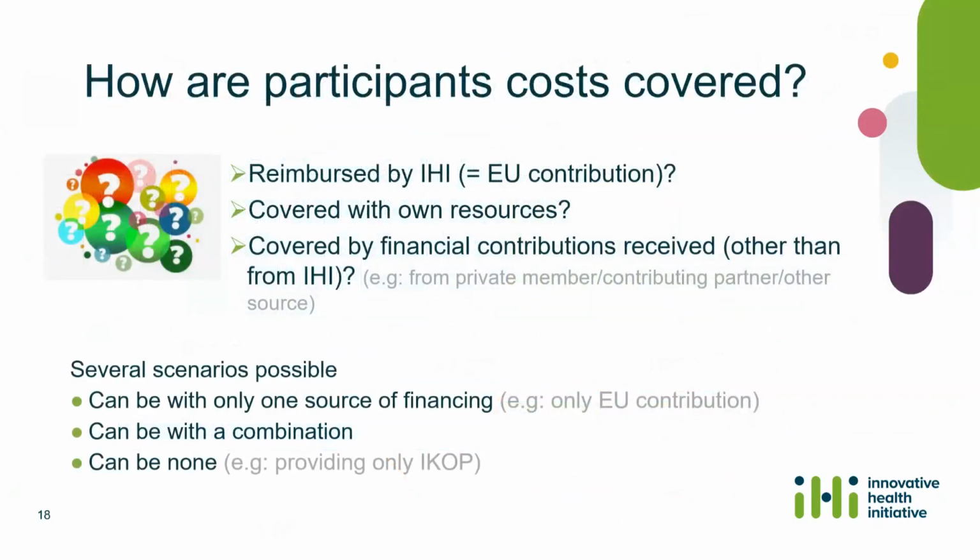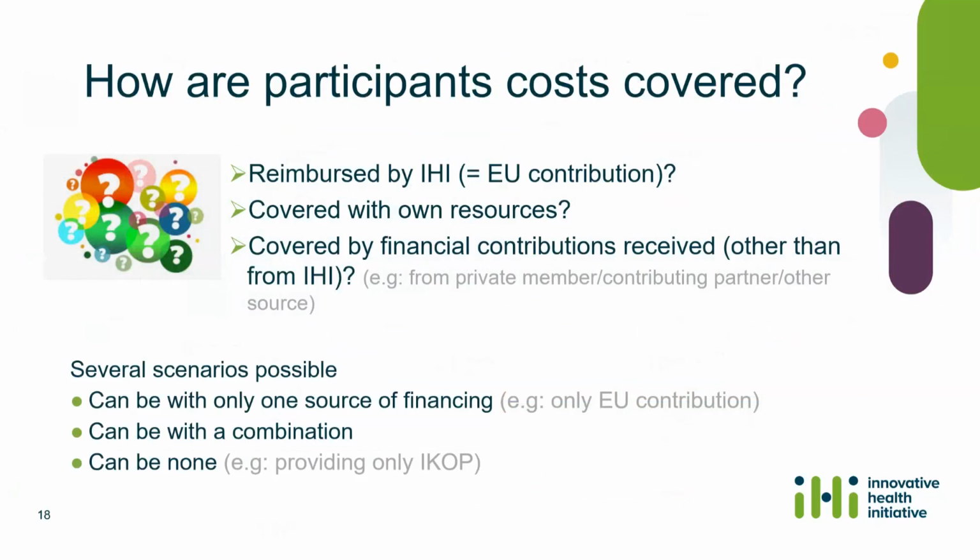So here, the purpose of those columns is to answer the following questions. How are the participants' costs covered? Basically, are they reimbursed by IHI, so with EU contribution? Are they covered with the beneficiary's own resources? Or are they covered by a financial contribution received other than the one received from IHI?